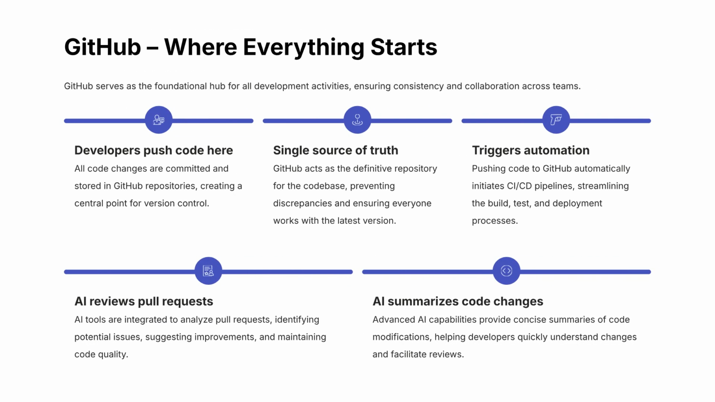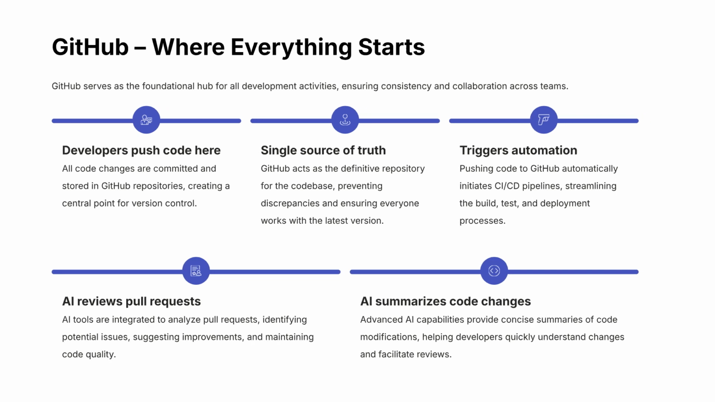GitHub is where developers push their code. Any change, feature, bug fix, or configuration update starts here. GitHub acts as the single source of truth. AI can help here by reviewing pull requests, summarizing code changes, and even writing better commit messages.